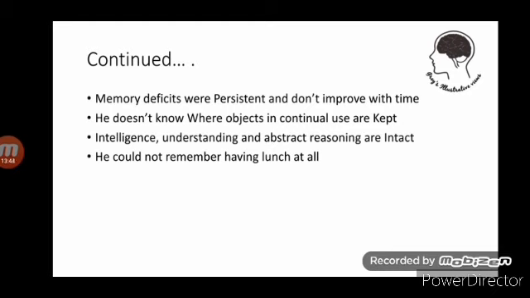These three are functions of the prefrontal cortex: intelligence, understanding, and abstract reasoning. So the prefrontal cortex is not damaged in this case, because the prefrontal cortex is present in the frontal lobe, not in the temporal lobe. Finally, he could not remember having lunch at all. It is understood that he could have taken lunch about 2 or 3 hours earlier, but he could not remember. Once again, this is a manifestation of anterograde amnesia.